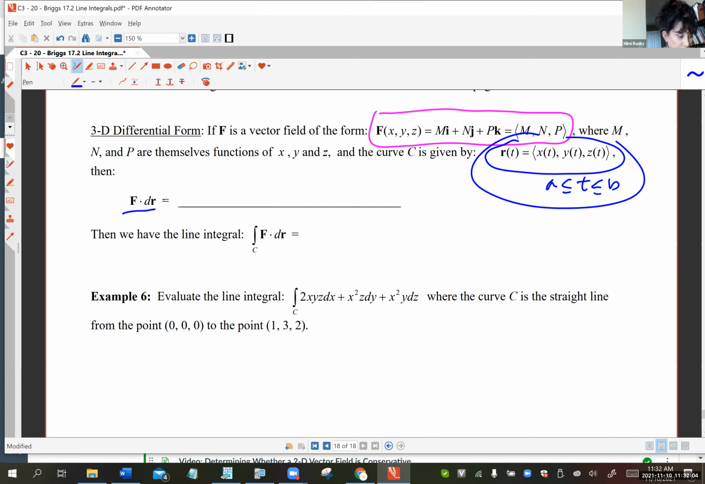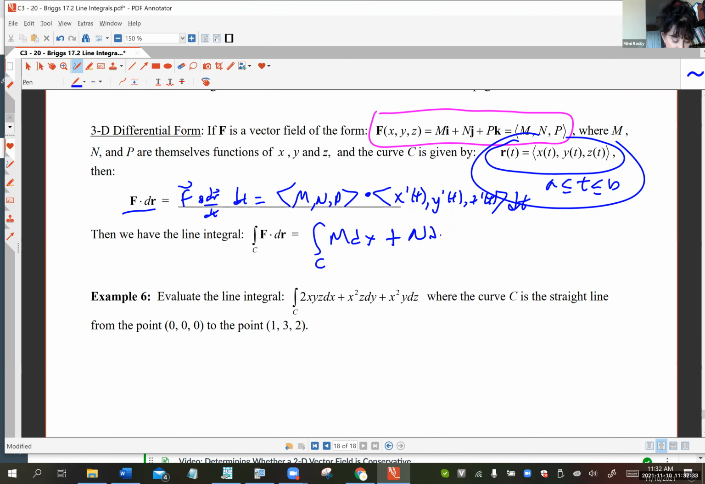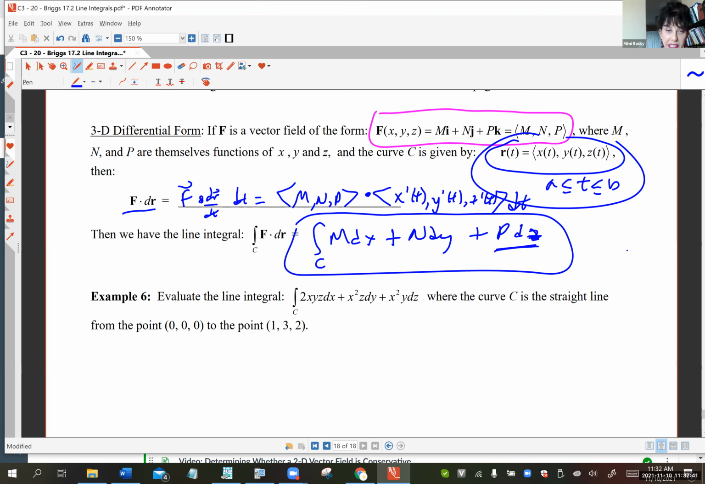Then the F dot dr, and we pointed this out already, I'm just doing this in 3D now, is the same as the dot product of the vector field and the velocity vector. So you're going to have your force field given by M, N, and P, and then your velocity vector x prime, y prime, z prime, times dt. When you do the dot product and the canceling with the differential form, you'll end up with the 3D differential form. It looks almost like the 2-dimensional differential form, except you've got one extra term here, the P dz. Okay.